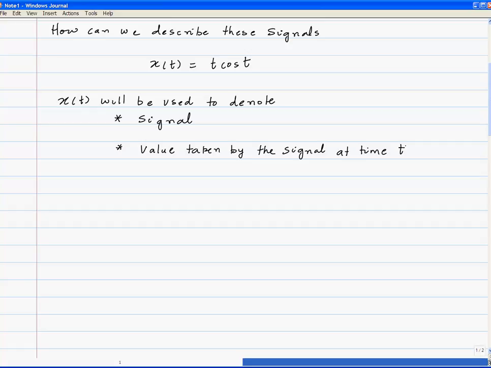So I may say here is a signal x of t is equal to t times cos t. That means I'm talking about this particular function of time as the signal. That's what I mean by the first statement. But x of t is also the value taken by this function at time t. For example, I may plug in t equal to pi. Then I get x of pi is equal to pi times cosine pi, which is negative pi. That would be the value of the signal at time t equal to pi. In general, we could talk about the value of the signal at time t.